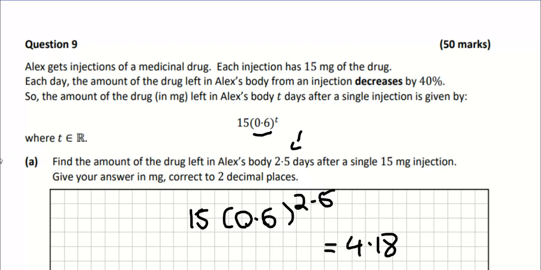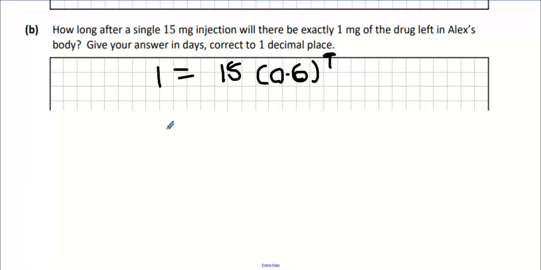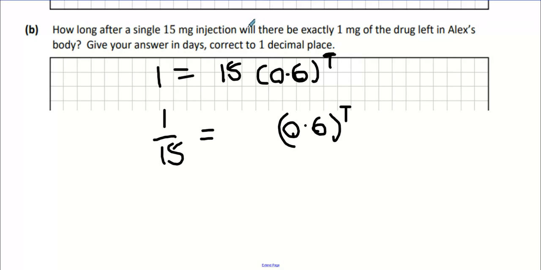Okay. Now, D. How long after a single 15 milligram injection will there be exactly 1 milligram of drug left? Well, the amount of drug left, so we call the final amount, is the same as 15 by 0.6 to the power of T. And we're going to change that to 1 milligram. And this was the question that you guys were dominating recently. Bring the 15 underneath. And what do you do to both sides? Any log of your choosing. I think we're very LN happy these days.